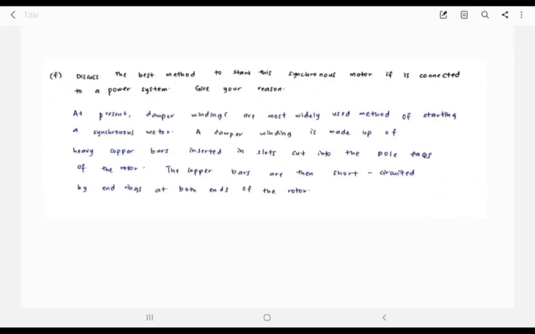The question is, discuss the best method to start this synchronous motor if it is connected to a power system. Give your reason. At present, damper windings are the most widely used method of starting a synchronous motor. A damper winding is made up of heavy copper bars inserted in slots cut into the pole faces of the rotor. The copper bars are then short-circuited by end rings at both ends of the rotor.